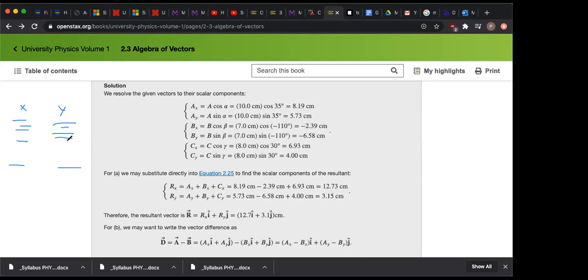I also have another question though. Is the cosine component always the x or the i, and the sine is the j? So let me show you an example where it might not be.